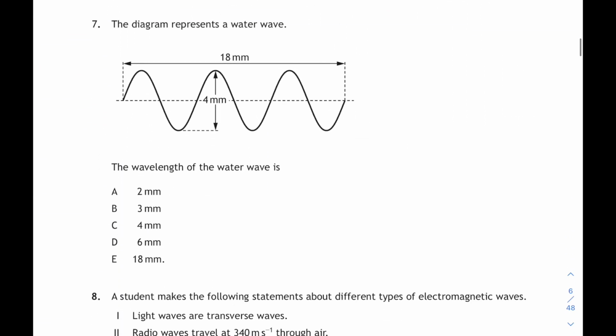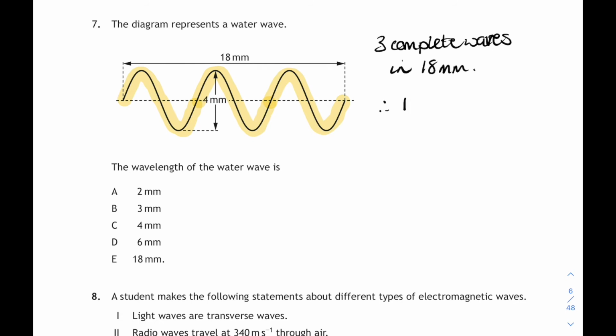Question 7. The diagram represents a water wave. It's 18 millimeters long. So let's count how many full wavelengths we have in there. There's 1, there's 2, there's 3. So it's 3 full wavelengths in 18 millimeters. So one wavelength is 6 millimeters. Pretty straightforward. 7D.